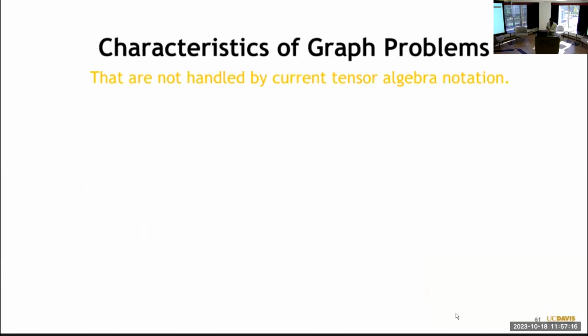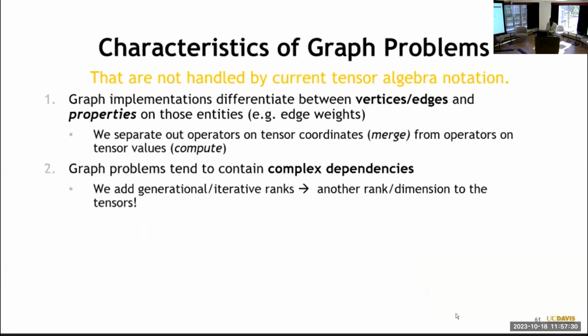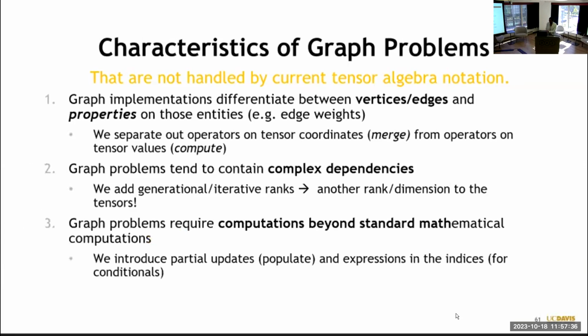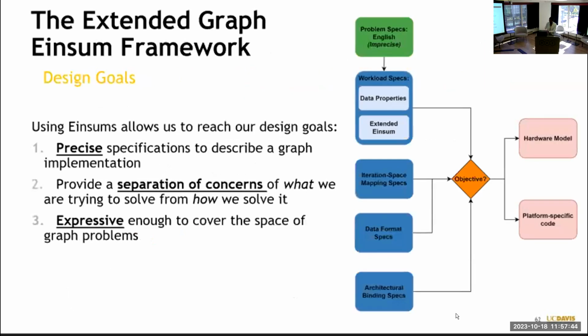Thus, overall, while we employ a similar separation of concerns as tensor algebra, we needed to extend the notion of an Einsum to handle the characteristics of graph problems, including differentiating between the vertices and their properties, handling iterative steps and dependencies, handling partial updates and conditional computation, and enabling simple algebraic modifications of an Einsum to express alternative algorithms. So now, rather than our imprecise language, we can use Einsums and that set of specifications to describe a given implementation. So given this framework, what can we do with this?